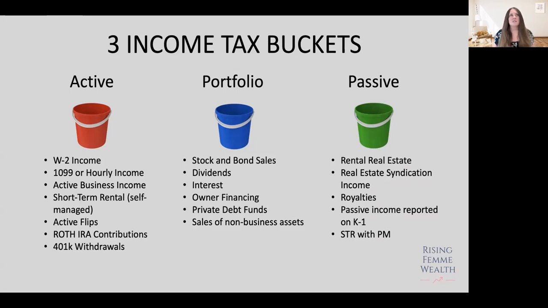Portfolio, this is what you think of typically as your investment accounts, right? So any stock and bond sales, dividends that you're getting, interest, if you're doing owner financing, private debt funds, and any sales of non-business assets. So if you collect classic cars and you are selling those for a profit, that would be here in your portfolio bucket. And then over here in the passive bucket, we've got rental real estate syndication income, royalties, any passive business income that's reported on a K-1, and your short-term rentals if you have a property manager.